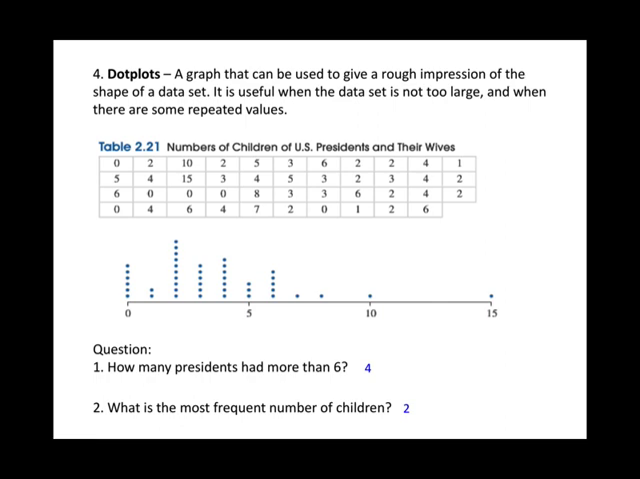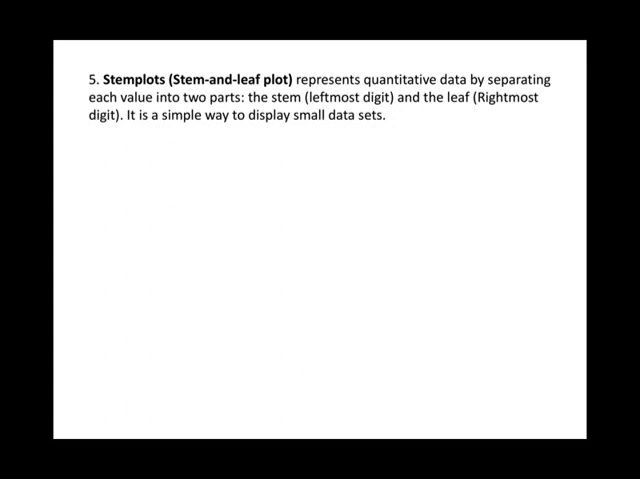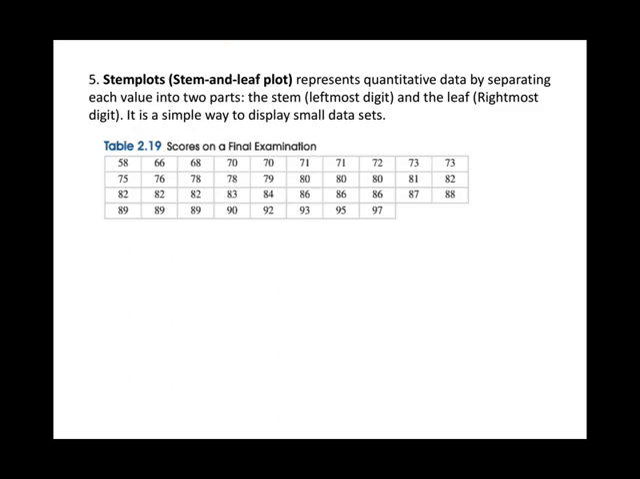Okay, stem plots, or you can call it a stem and leaf plot. It represents each data value in 2 parts, the stem and the leaf. For example, we have data of scores on a final exam. For the first data, we have 58. So the 5 is the stem, and the 8 is the leaf here. Okay, so this is the stem plot.